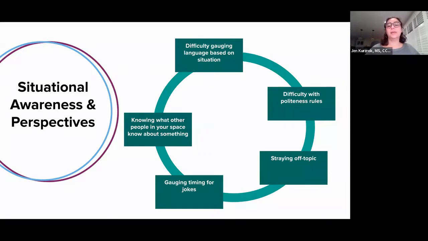That can be difficulty with politeness rules and knowing, okay, in this space, this is how I'm supposed to behave to be polite, and remembering that those rules shift when you move into different spaces. That can be straying off topic and not realizing that, okay, at recess, I can shift the topic. In math class, in the middle of the teacher's lesson, that's not a good time for me to shift the topic. A big one is gauging timing for jokes.